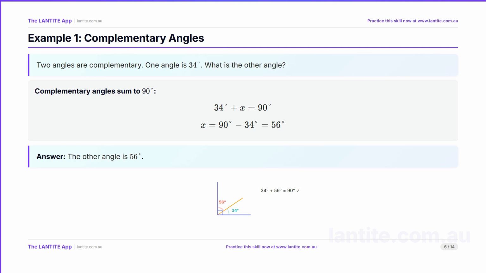Two angles are complementary, and one is 34 degrees. Since complementary angles add up to 90 degrees, we subtract. 90 minus 34 equals 56 degrees. Always check your answer. 34 plus 56 does equal 90. On the LANTITE, you might see this as a word problem, such as finding the angle a ladder makes with the ground when you know the angle it makes with the wall.